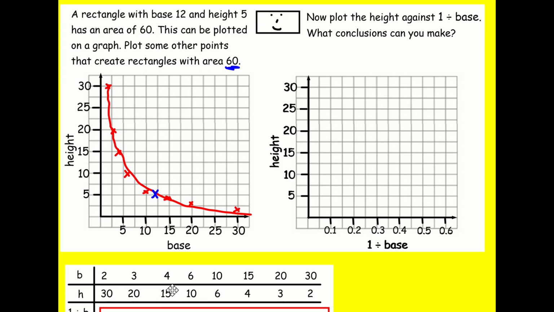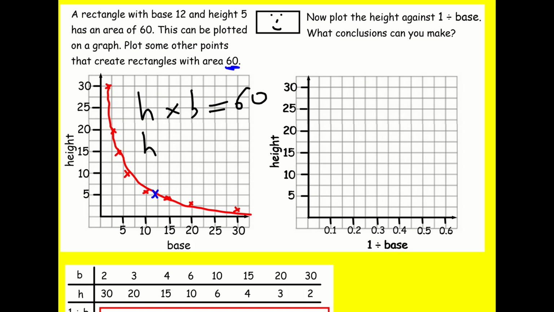And this is why: as I double the base, what's happening to the height? It is halving. So instead of one thing doubling and the other thing doubling, we've got the opposite going on, the inverse as such. As one doubles, the other halves. Now, if we talk about this a little bit more, what we've actually plotted is the height times the base equals 60. That's the graph we've plotted.